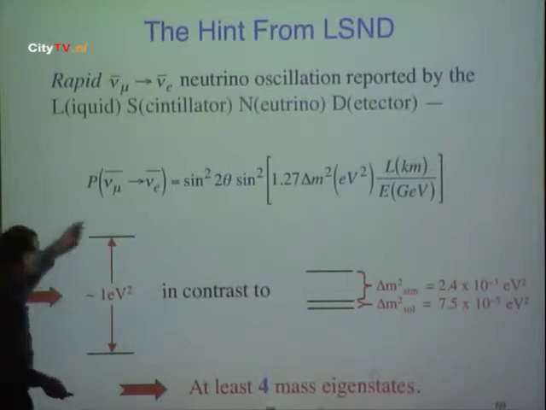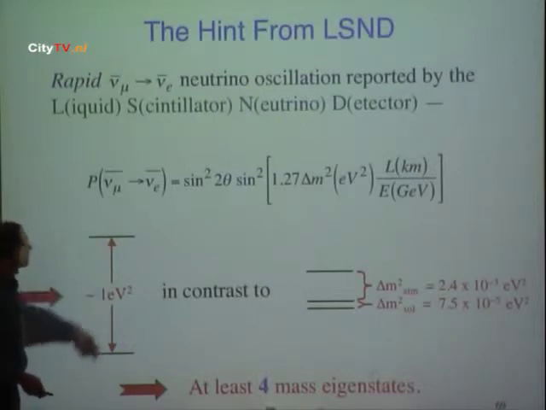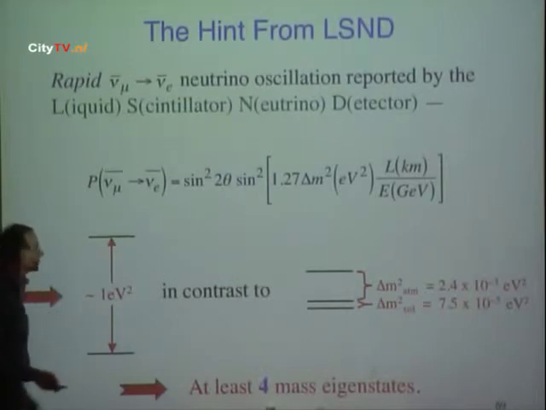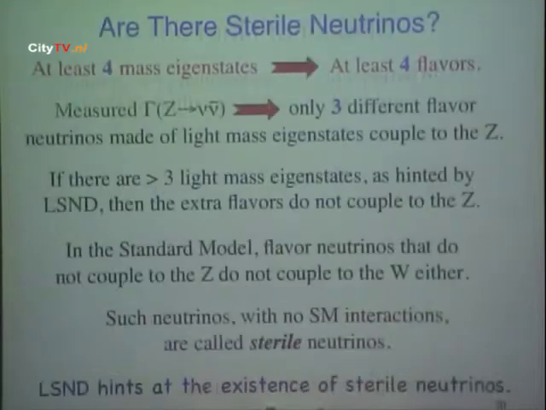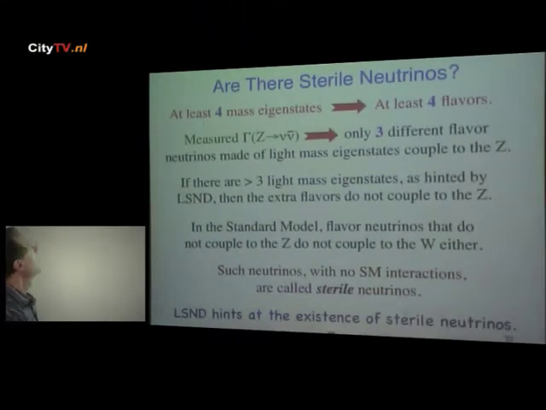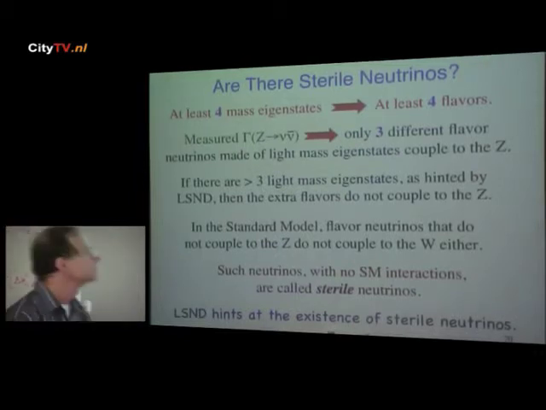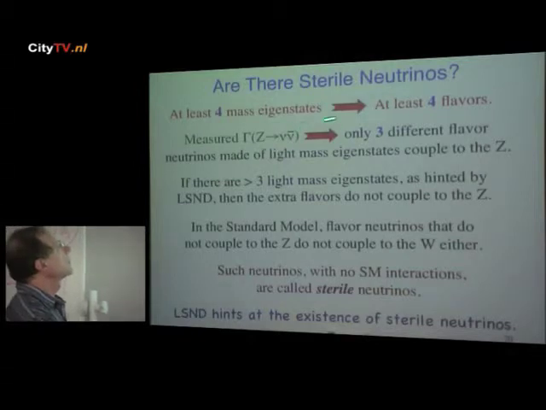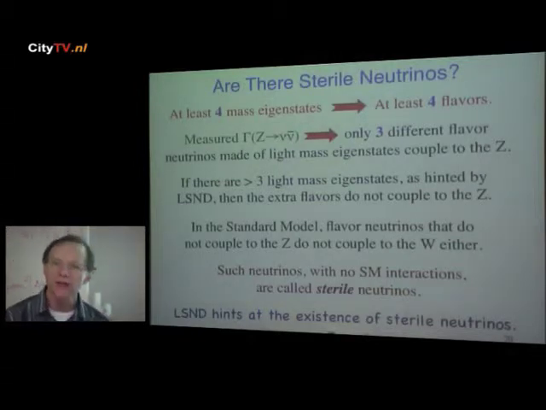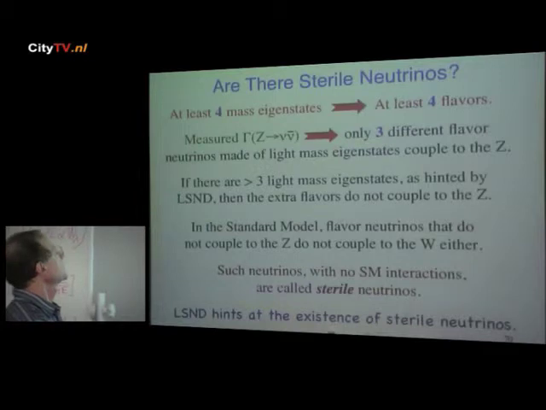If LSND has really seen an oscillation so that there is a third delta m squared, then there must be at least 4 mass eigenstates. 1, 2, 3. This can be one of these, but then there's a fourth. So there are at least 4 mass eigenstates. Since they are orthogonal eigenstates of the Hamiltonian, I can form 4 orthogonal flavor eigenstates as linear combinations of them.